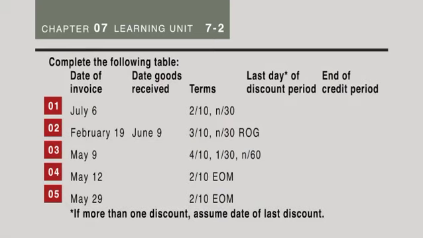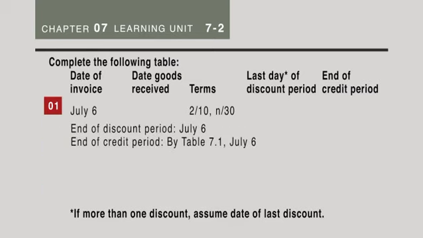Welcome back, everybody. We're in Chapter 7, Learning Unit 7-2. Now, in number 1, this whole section deals with we get the invoice date, the date maybe some goods are received, the terms, and now we have to figure out the last day of the discount period, the end of the credit period. So, for example, number 1, that's dated July 6 with terms of 2/10 and 30.